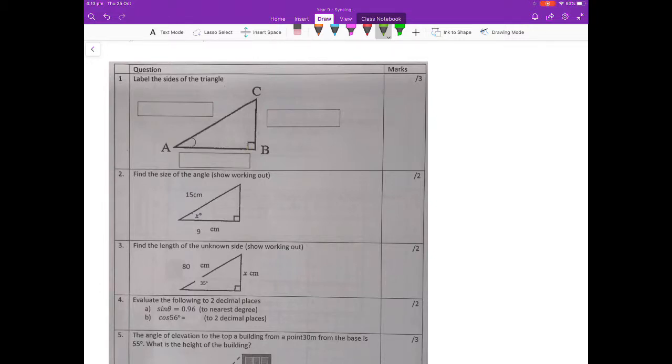Alrighty guys, we're looking at the trigonometry part of our revision. We find our right angle, straight across from the right angle is our longest side, which is our hypotenuse. So the answer going in there should be hypotenuse.